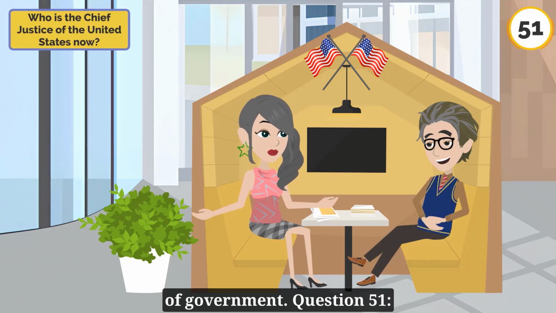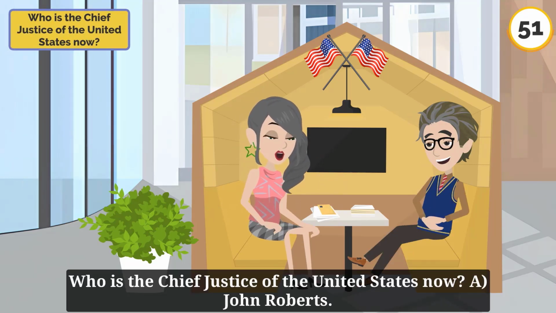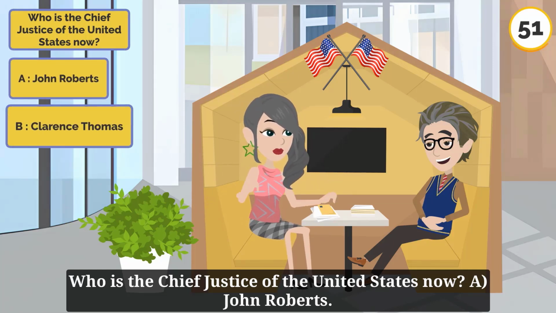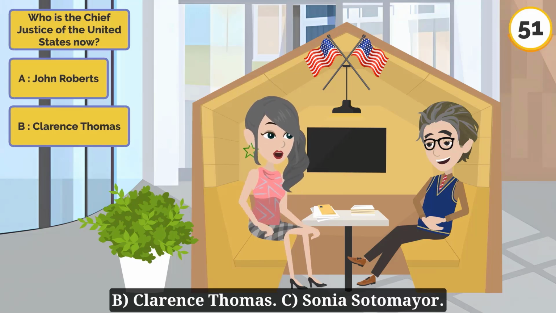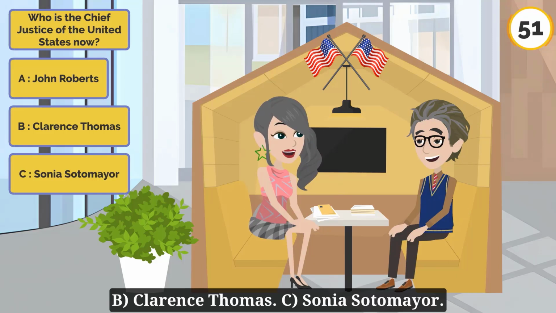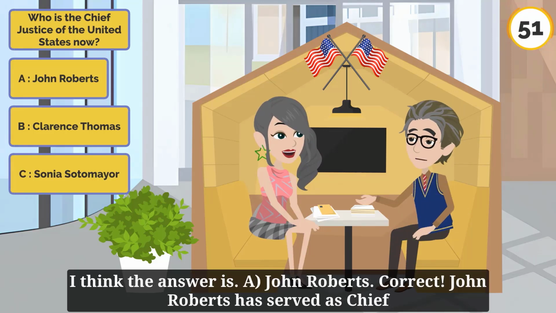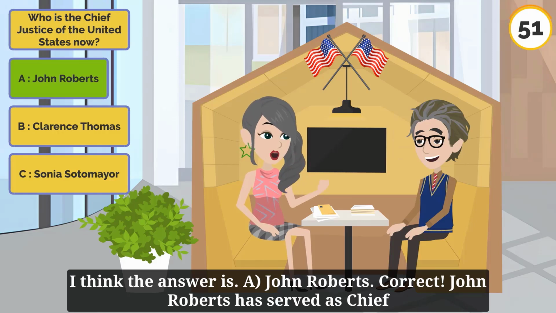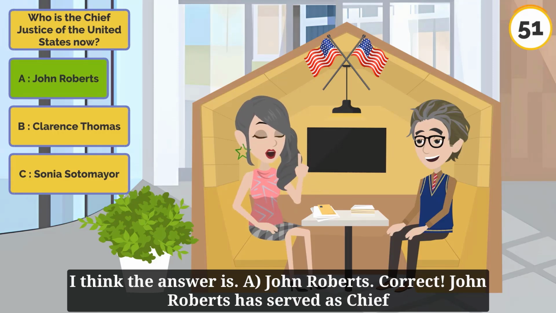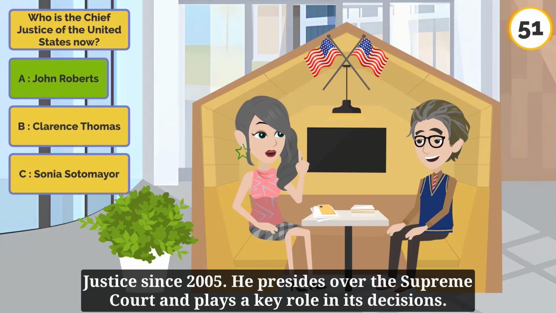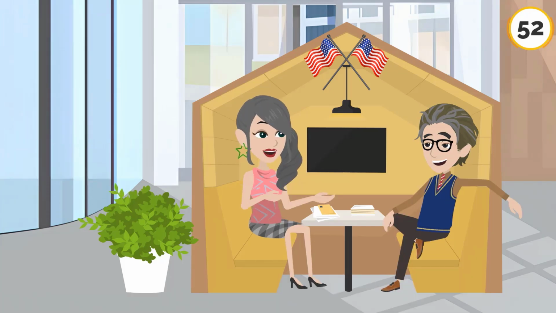Question 51. Who is the Chief Justice of the United States now? A. John Roberts. B. Clarence Thomas. C. Sonia Sotomayor. I think the answer is A. John Roberts. Correct. John Roberts has served as Chief Justice since 2005. He presides over the Supreme Court and plays a key role in its decisions.